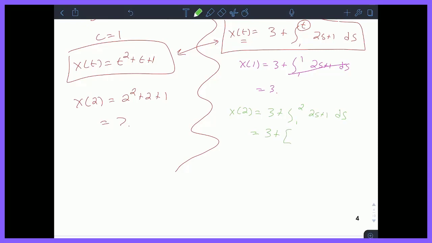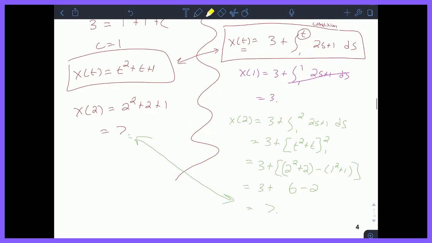So I need to take the antiderivative, and it's just going to be t squared plus t evaluated from 1 to 2, which is 3 plus, I'm going to plug in a 2 first, so it'll be 2 squared plus 2, and then I'll put this in parentheses, minus 1 squared plus 1, kind of like that. And that's going to be 3 plus, let's see, 2 squared is 4, plus 2 is 6, minus 1 squared plus 1 is 2, and then this is just going to be 3 plus 4 is 7. So it worked. This actually gave us the same value. So it turns out that these functions are exactly the same. Okay?